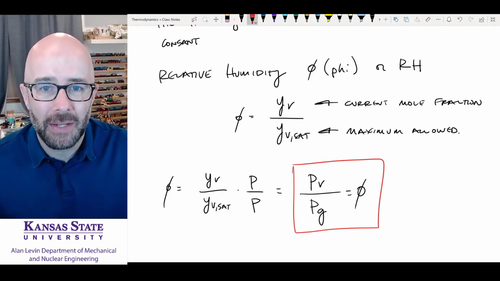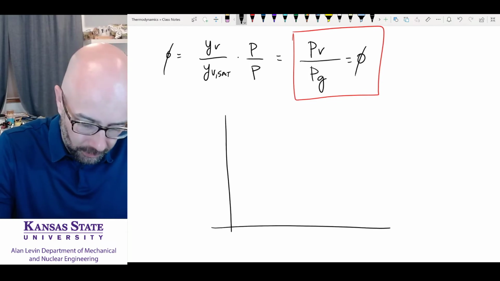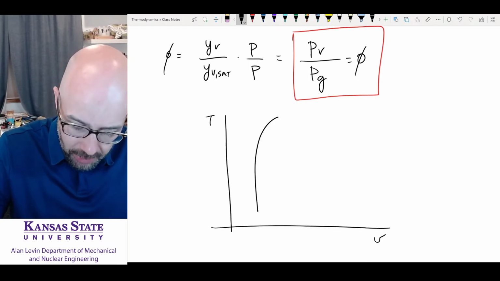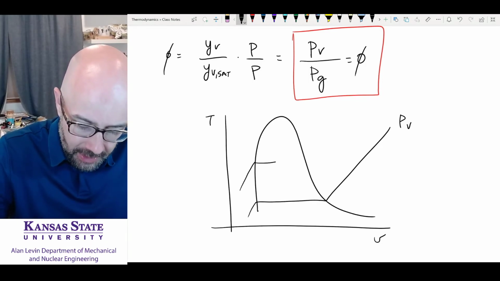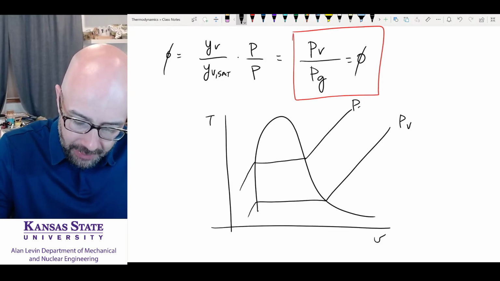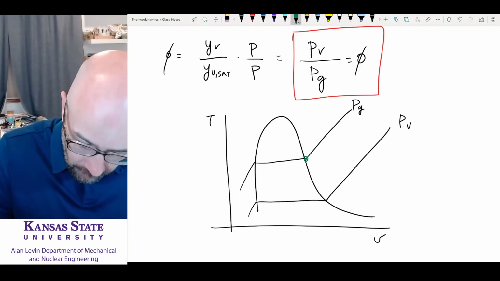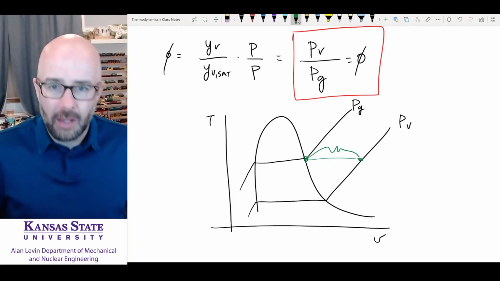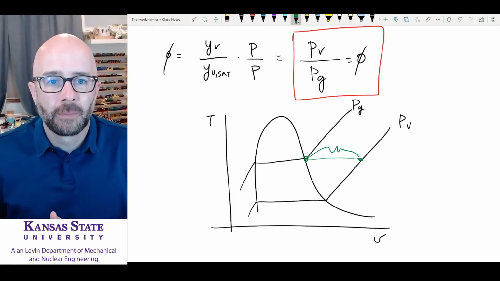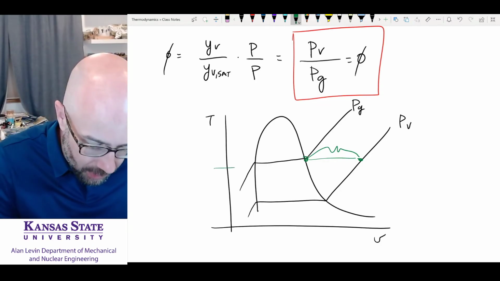Let's look at our TV diagram. Okay, so here's a TV diagram, the one we just showed earlier in the last video. I have two pressures. Here is going to be my partial pressure of the water vapor, and this is going to be the partial pressure of saturation. We are comparing between these two dots. We are comparing where we are to where saturation is. Now, this here is going to be the temperature of the mixture.